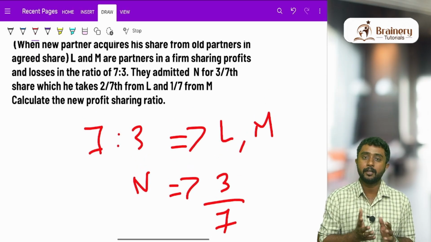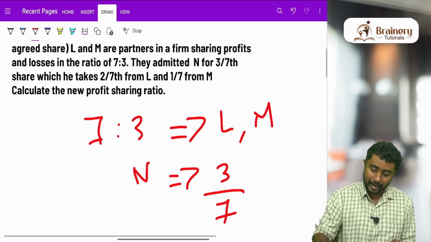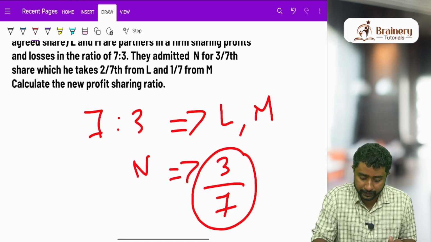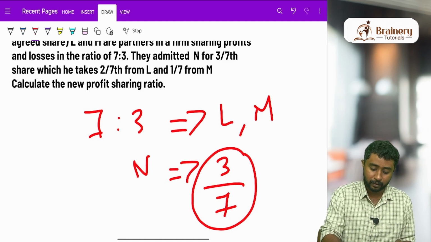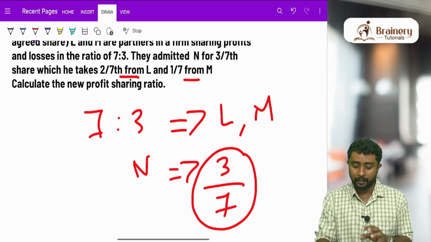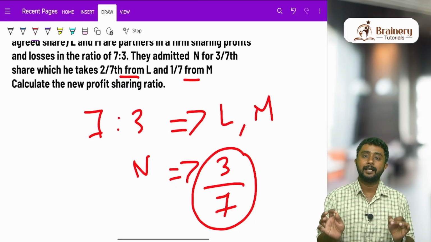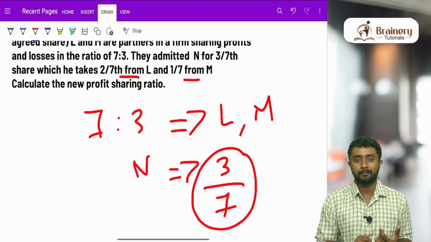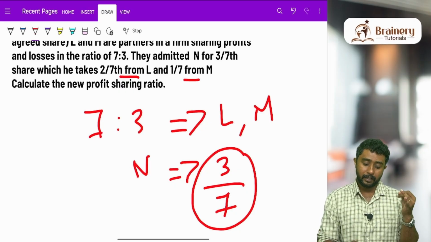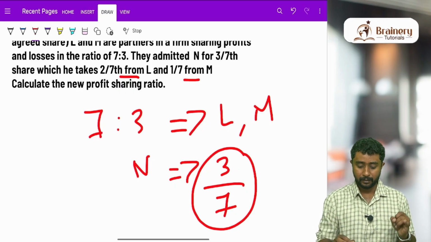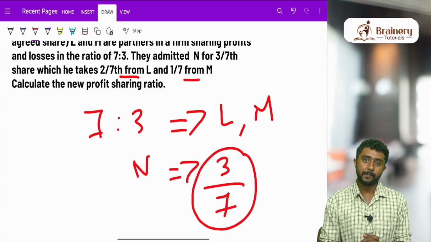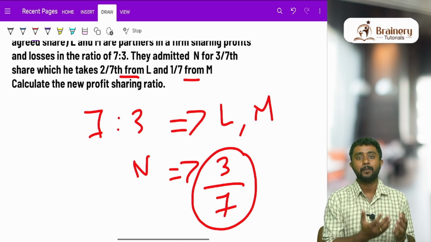The question is this one: calculate the new profit sharing ratio. After stating N's share, they have mentioned one more thing, which is that he takes 2/7 from L and 1/7 from M. The word "from" is the main part here. Clearly it is mentioned that M is giving some share of profit to the new person, and L is also giving some share of profit to the new person. That means L and M both are giving some profit to the new person N. That means indirectly they are telling us both have sacrificed.